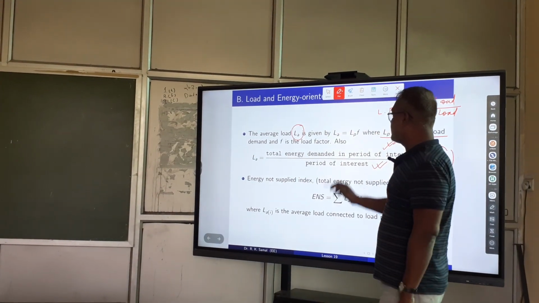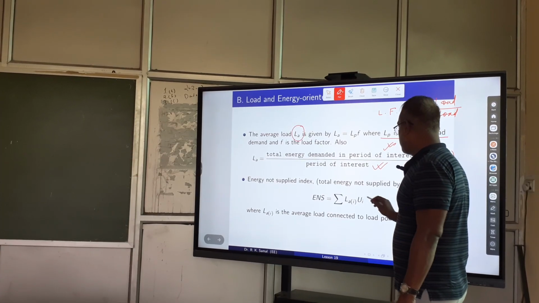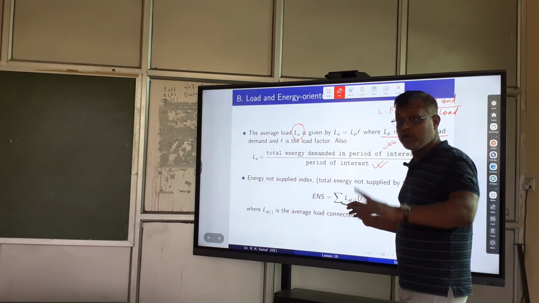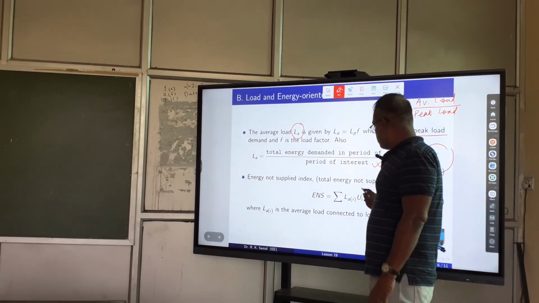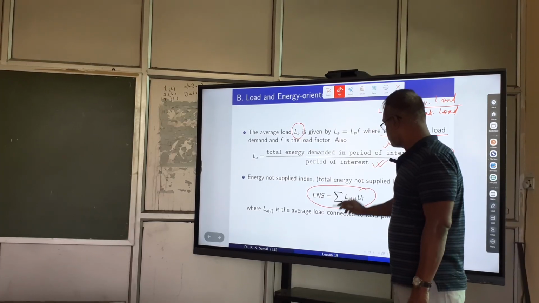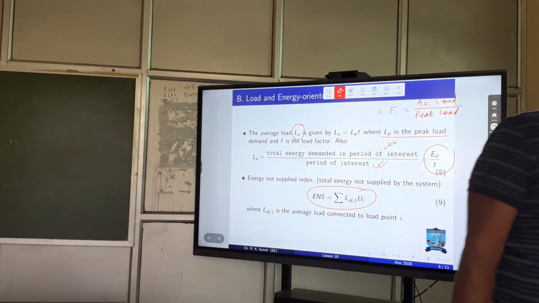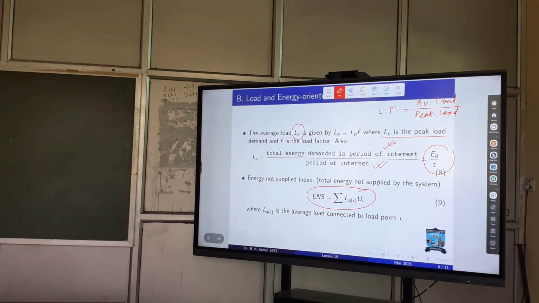Energy not supplied index. What is that? Total energy not supplied by the system. Average load into unavailability. Ui we have already defined in the first slide. That is basically you can write annual outage time. EY is equal to annual outage time.